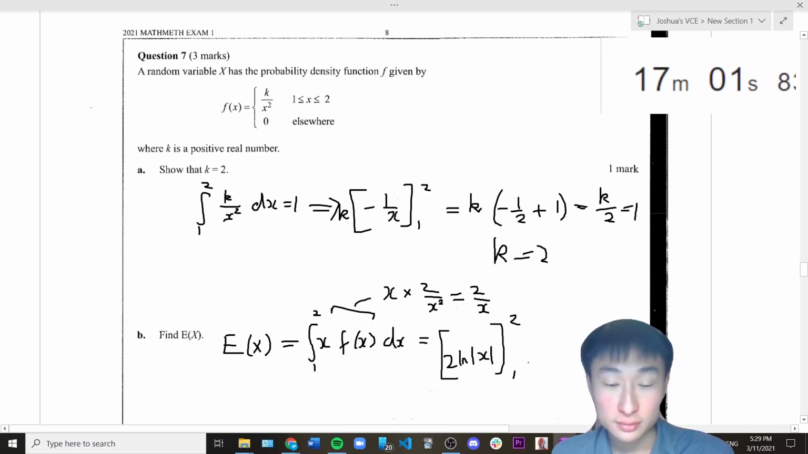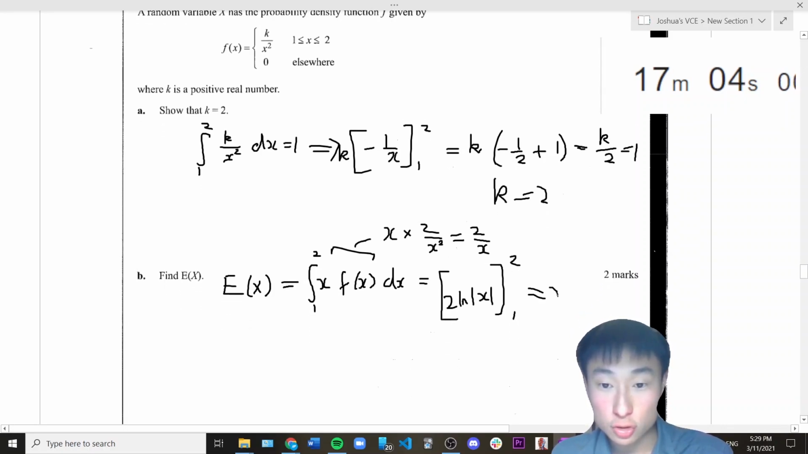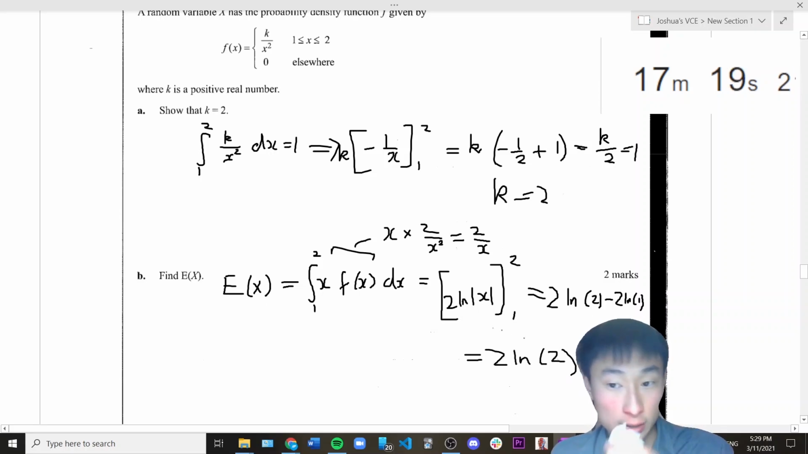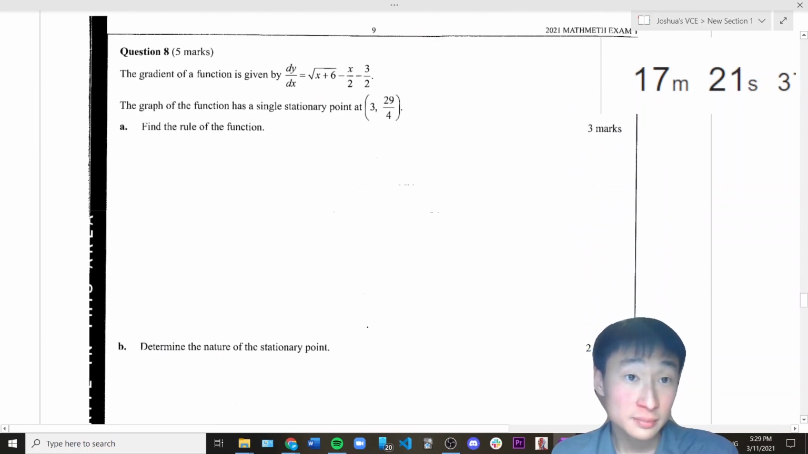So from 1 to 2 is equal to 2 ln 2 minus 2 ln 1. Now ln 1, e to the power of 0 is 1, which means that this is 0, so it's just 2 ln 2. There we go. Cool.